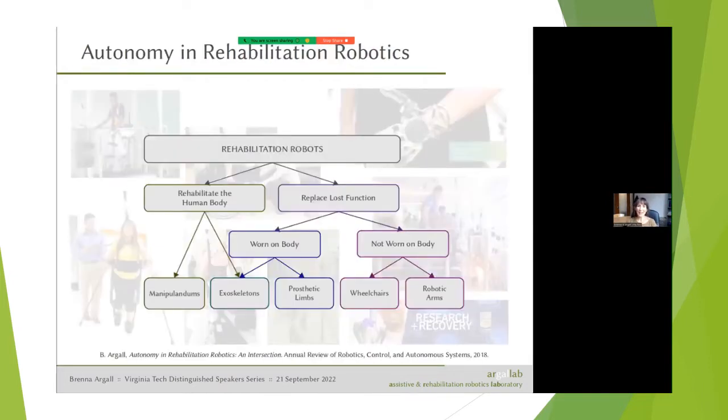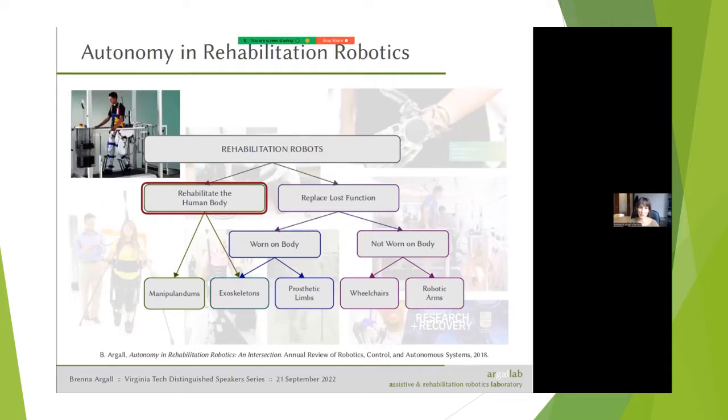So taking a step back on where we see robotics autonomy show up within the broader scheme of rehabilitation robots. Within the field of rehabilitation robotics, I tend to think of things in 2 categories. The first category are robots that are used to rehabilitate the human body. The most common of these, perhaps the most famous of these, is the Lokomat, which is the first assistive lower limb walking robot that was used clinically.